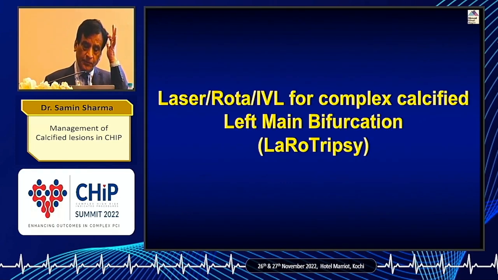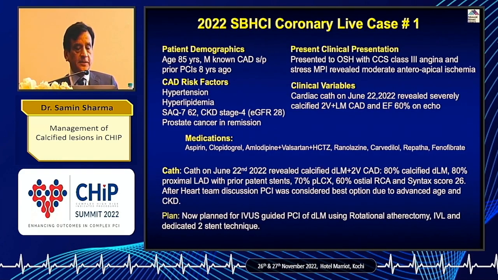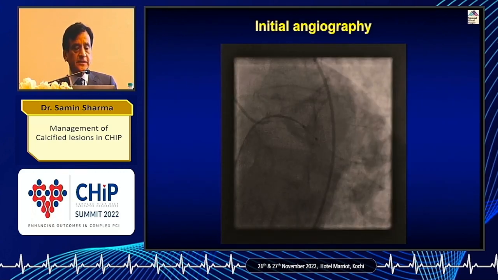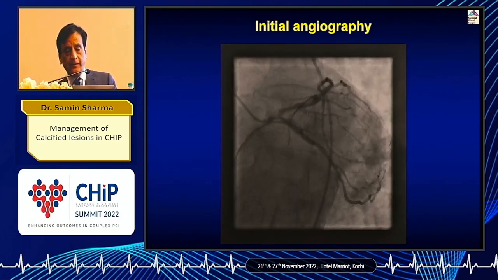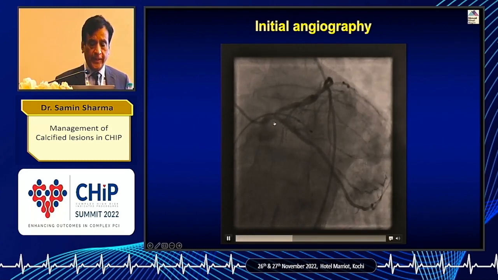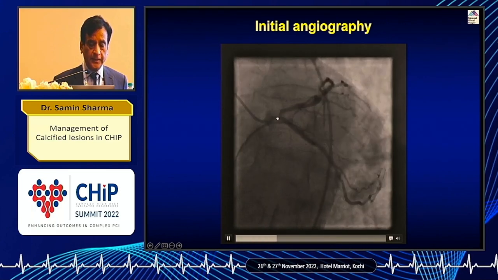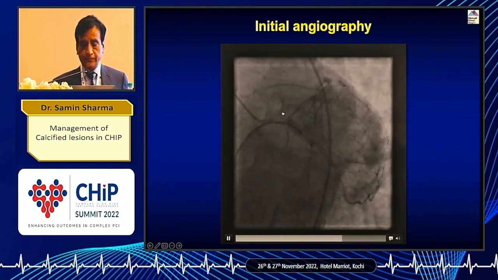And then let me show this very complex case of laser, rota, and IVL for complex calcified disease. This patient, 85-year-old, had a PCI 8 years ago, and then presented. This was my live case to one of the Brazilian societies, very calcific distal left main. It doesn't look that bad, but you see the angle of the LAD, very calcific, circumflex, LAD, and the LAD is angulated this way. So clearly, this one will give trouble.